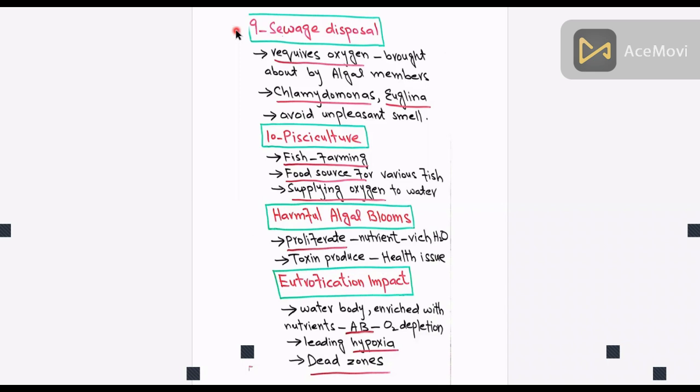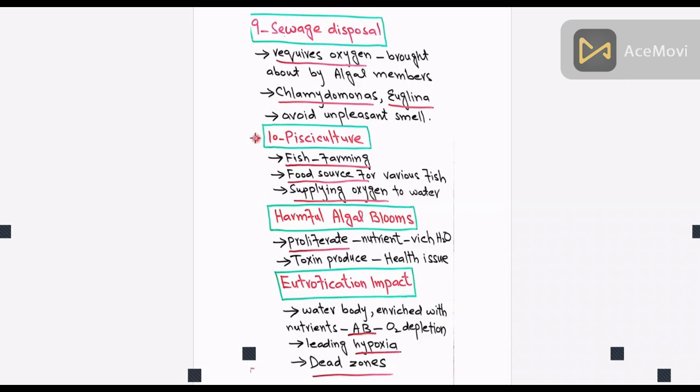The next role of algae is in sewage disposal. The effective disposal of sewage requires oxygen. And this oxygenation is brought about by algal members present in the sewage, like Chlamydomonas, Euglena, and Chlorella. The oxygenation by algae also helps to avoid the unpleasant odor coming out of sewage bodies.